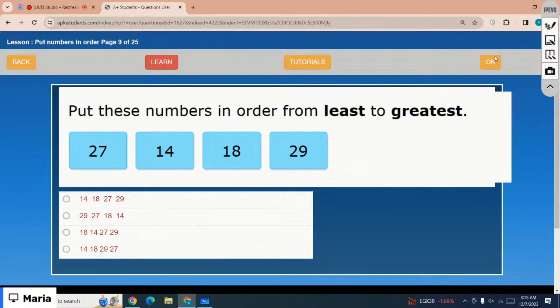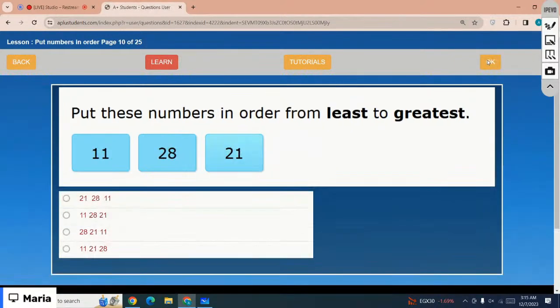The correct option is 14, 18, 27, and 29. Right? The correct option is option number 1. That is 14, 18, 27, and 29. Right?